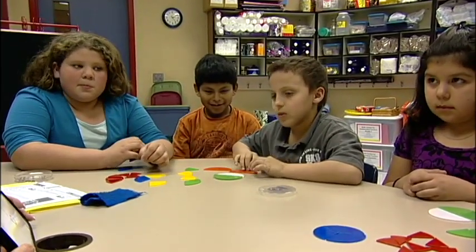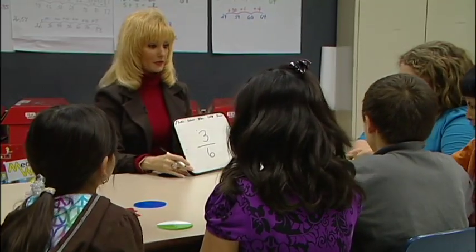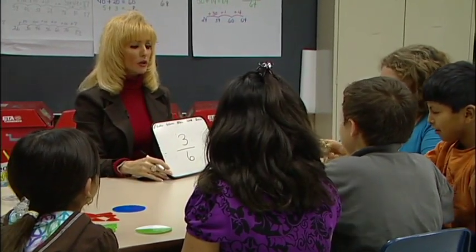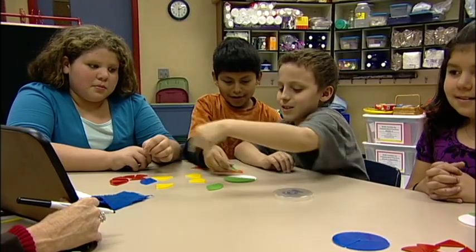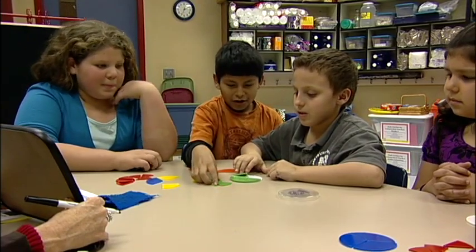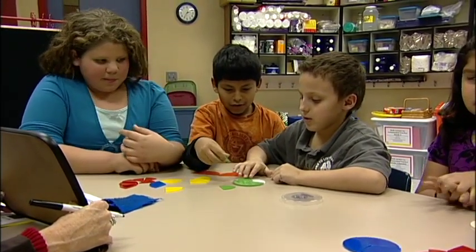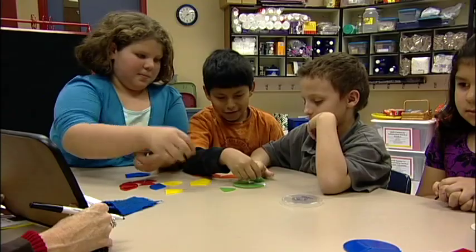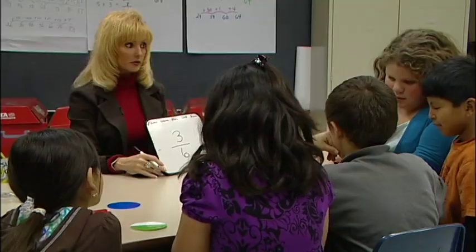Let's look at what we're thinking here. Oh. What do you mean, oh? What are you thinking? Because there's supposed to be 6, not just 3. Some students are more verbal and tend to process their thinking out loud. Teachers will want to encourage more reticent members to express their ideas as well.